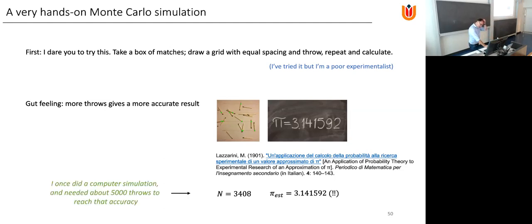I did a computer simulation, because experimentally it did not work. And I actually needed about 5,000 of those sticks to get that same accuracy in the computer simulation. Well, it's a little bit higher, but still a ballpark number. So not too bad. If you have time left, buy 3,000 matches and see.